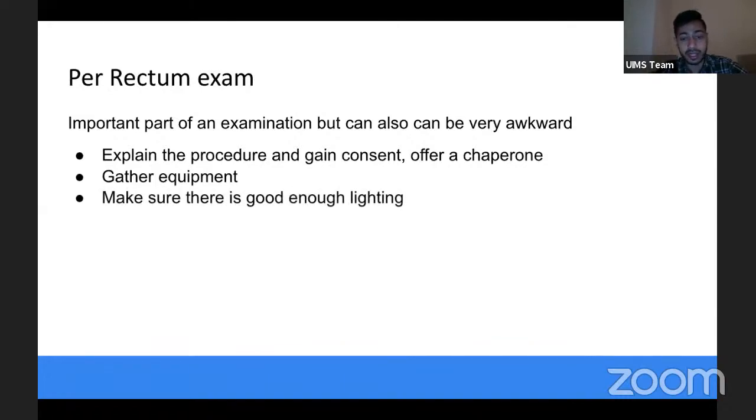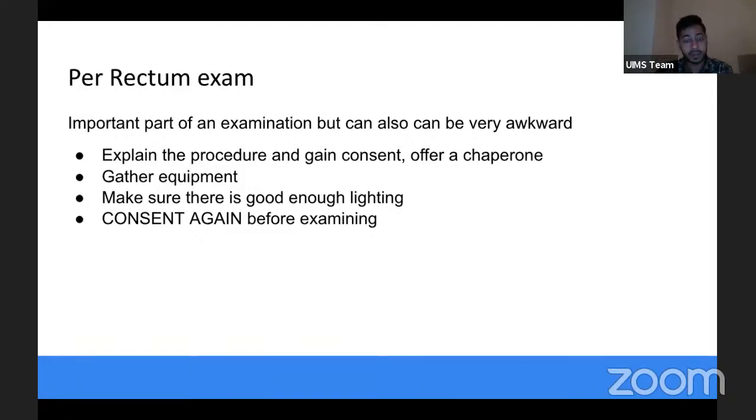We should also make sure that there's good enough lighting, because there could be some lesions around the area which may not be identifiable if there's not enough light. And before we inspect, when the patient has pulled their trousers down, we should consent again before examining. I can't keep harping on about how important it is to gain consent for this procedure.